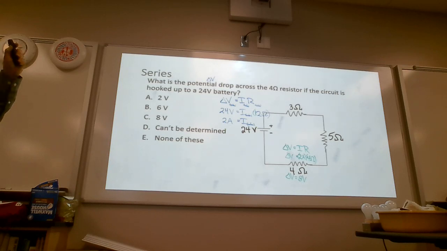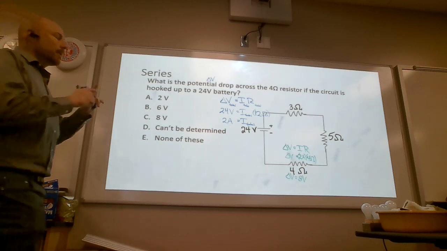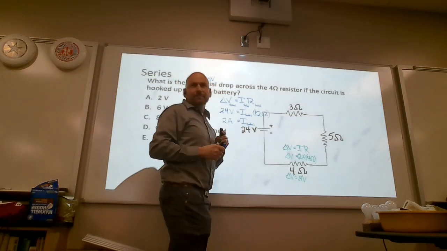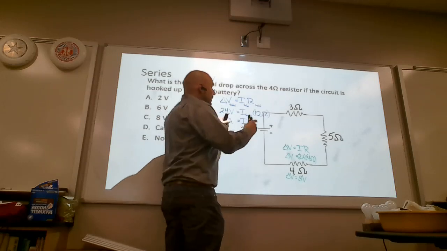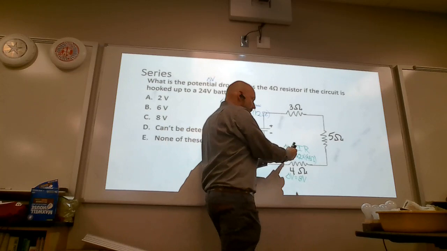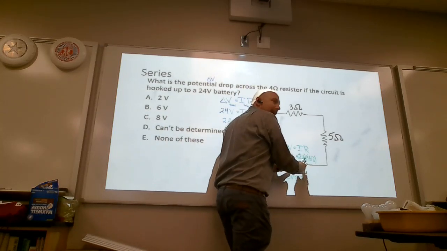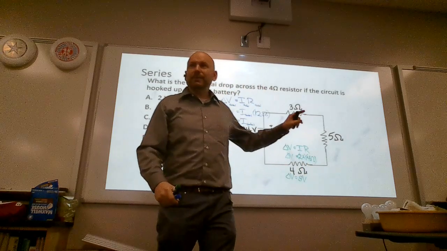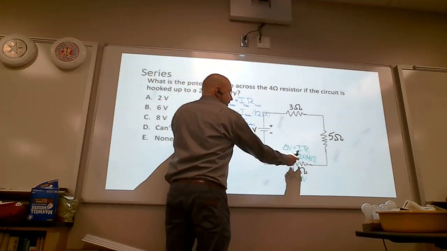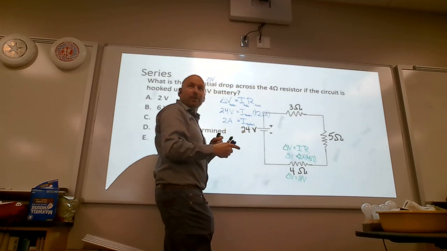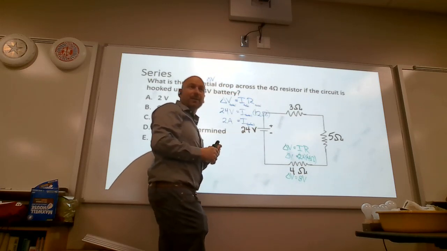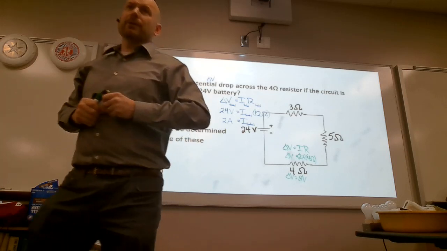So, summary: use Ohm's law. But if you're trying to find total, every part of this needs to be total. If you're trying to find an individual part, every part needs to be consistent with that individual part. Don't mix and match total and individual. But in series, the total is the individual because the current at every spot is equal in a series circuit. So that's an important characteristic.